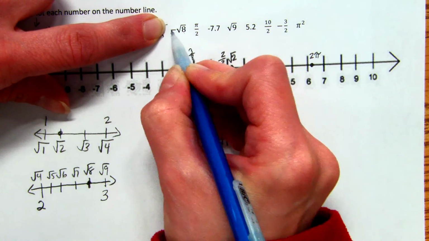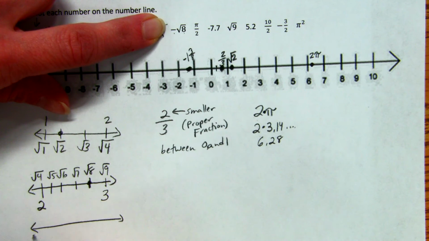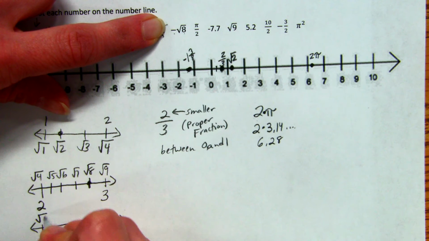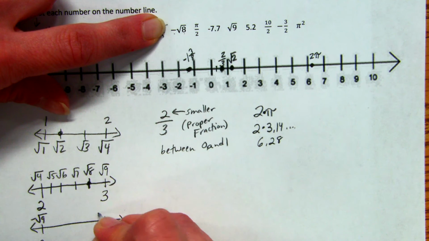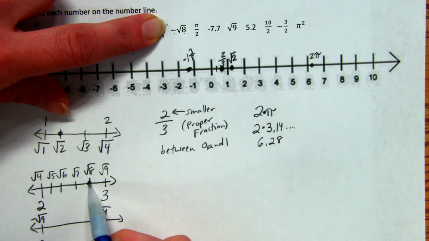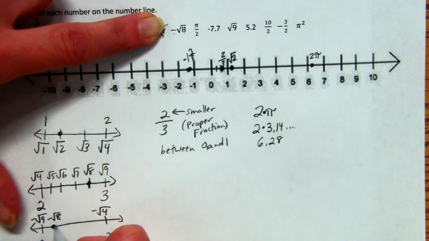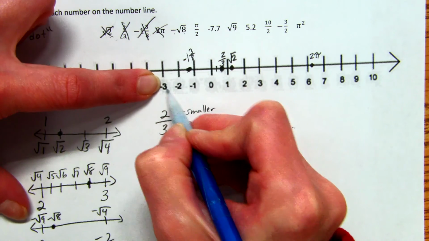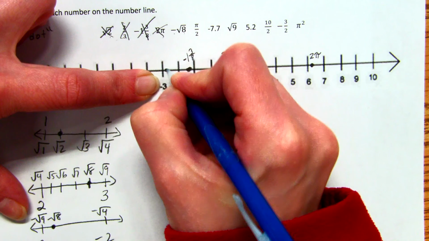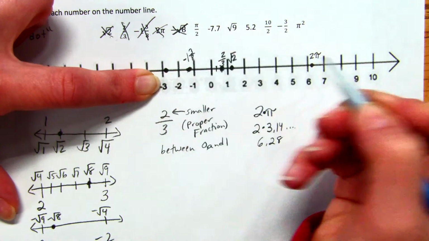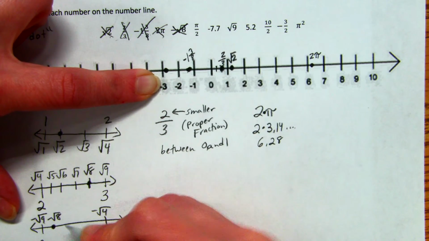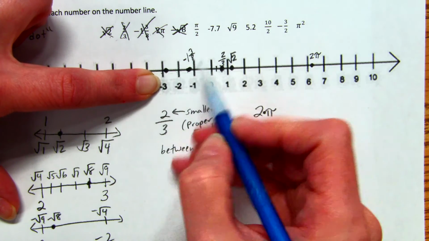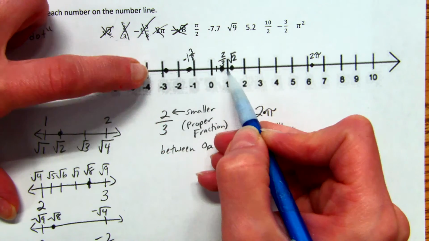Our only problem is this is negative. And because it's negative, we're going to flip it around. So this would be the negative square root of 9, negative square root of 4. So if I put square root of 8, it's going to be closer to the -3. So it'll be between -2 and -3, but closer to the -3. So when it's negative, you have to flip it around since we're going left instead of right.